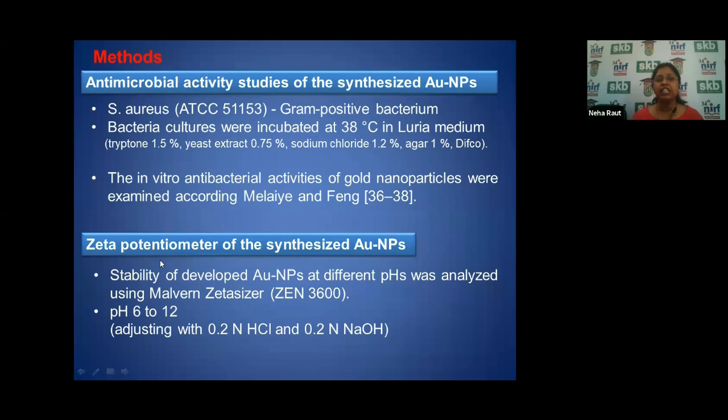The next is zeta potential determination, that is zeta potentiometer of synthesized gold nanoparticle, where you can determine the stability of gold nanoparticle. So the stability developed by this gold nanoparticle at different pH was analyzed using Malvern zeta sizer, and the pH is in the range of 6 to 12, and the pH is adjusted with 0.2 normal HCl and 0.2 normal NaOH.